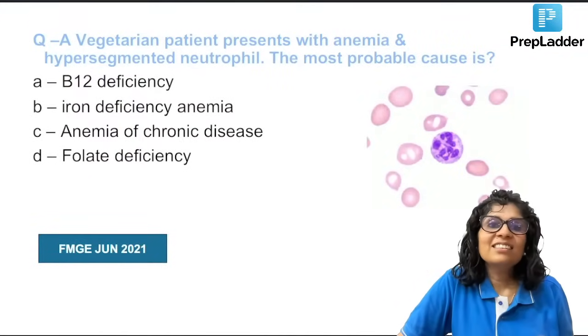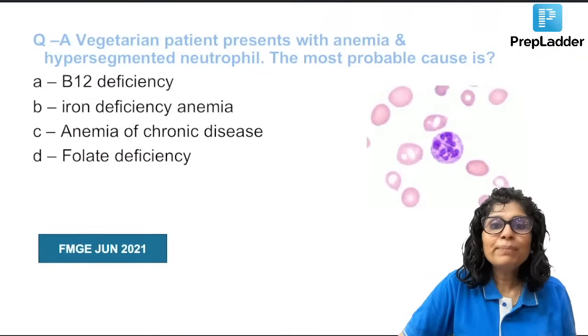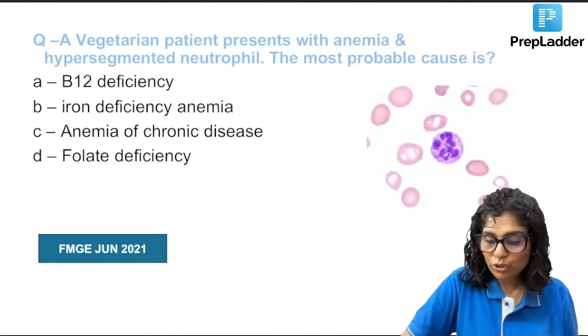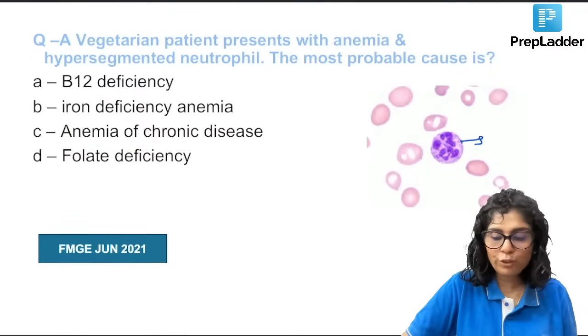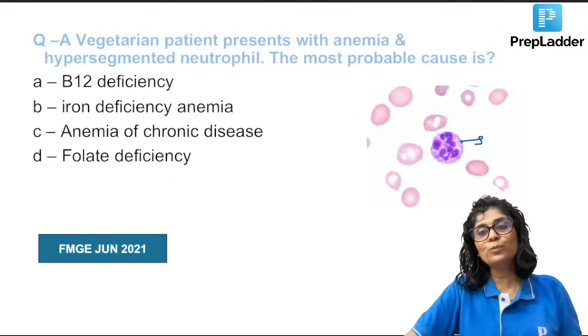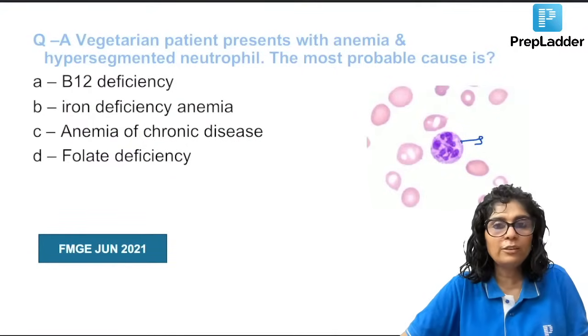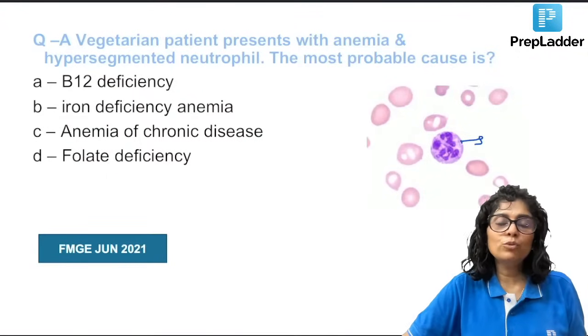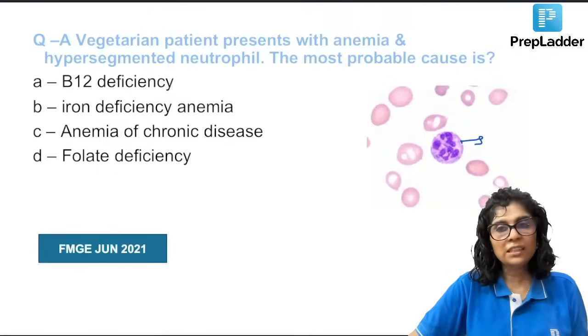So try answering this. A vegetarian patient presents with anemia and hypersegmented neutrophil. Do you see that here? Hypersegmented neutrophil, more than 5 lobes. If you see more than 5 lobes in a neutrophil, that is hypersegmented neutrophil. So the most probable cause, hypersegmented neutrophil meaning macrocytic anemia.